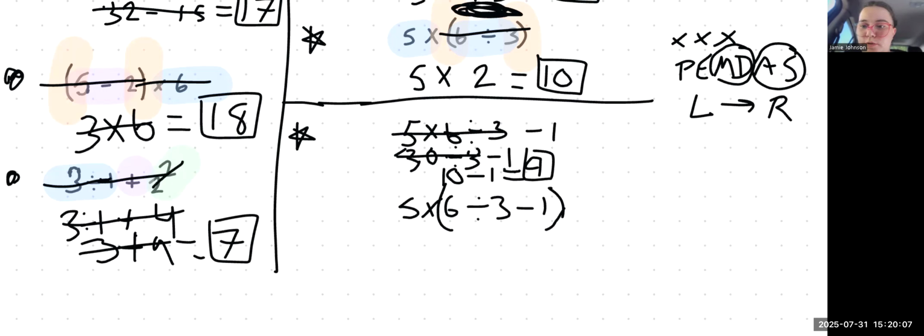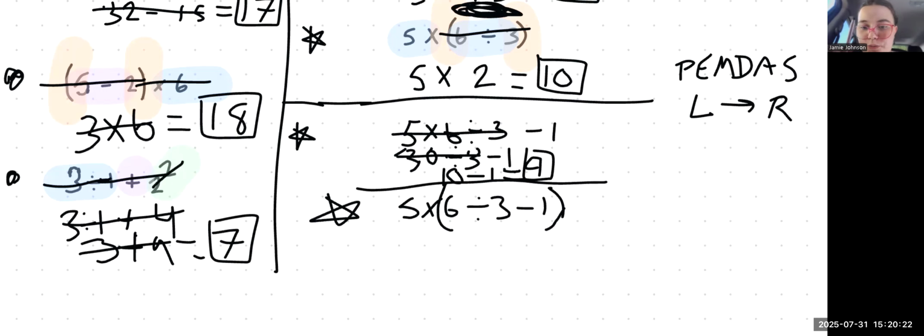And if we were to restart, right, if we were to use this on this last one here, let's see what difference it makes. Okay, 5 times parentheses 6 divided by 3 minus 1. So then we go through the same thing. Working left to right, we look for parentheses here, right? We do have parentheses, so we have to start here, right? 5 times parentheses.